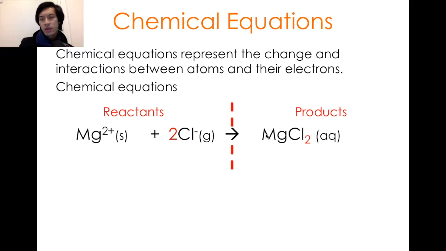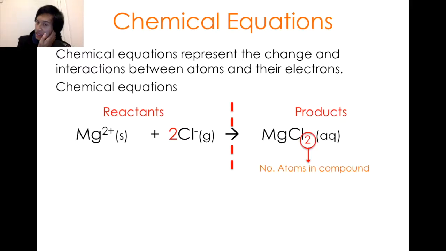In this particular case, the product is MgCl2, and the reactants are Mg2+ and Cl-. Now, if you remember, Mg2+ is a cation, and Cl- is an anion, and therefore this reaction is an ionic reaction. Now, there's a few other things here, so let's go through what some of these things actually mean.